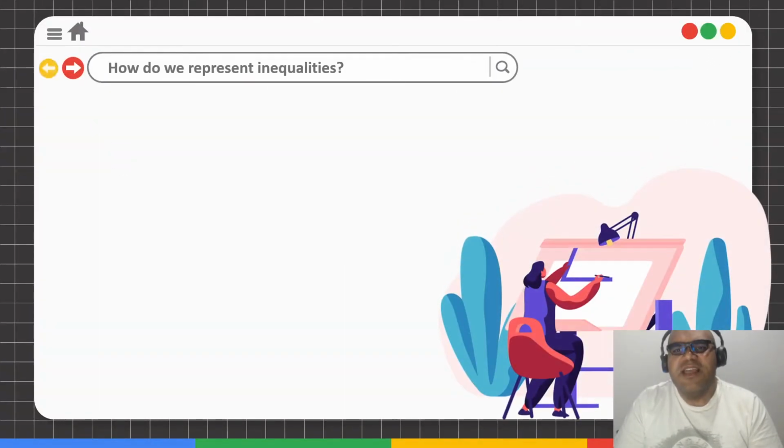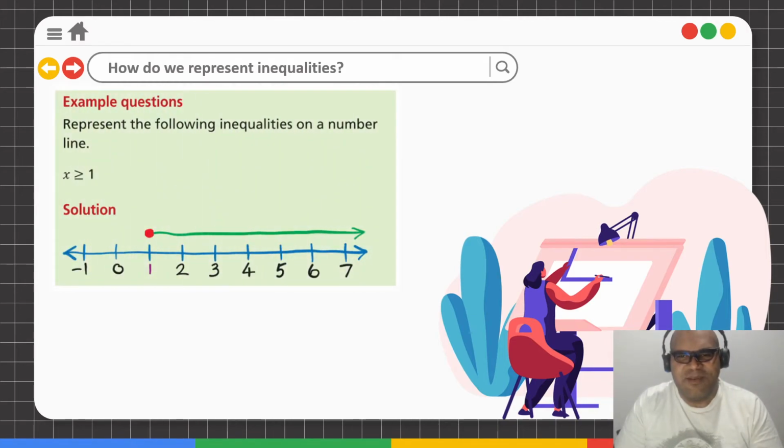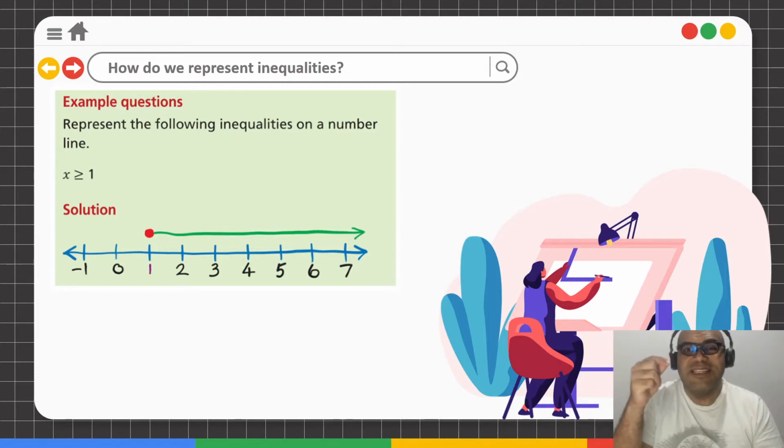Our lesson today is how do we represent inequalities? Now is the math part. Example question: represent the following inequalities on a number line. It's very easy. We have the number line. We are looking for numbers greater than or equal to 1. Then we draw a circle at number 1, but a closed circle. Remember, a solid circle because 1 is part of the group. And all numbers greater than 1 solve my problem.